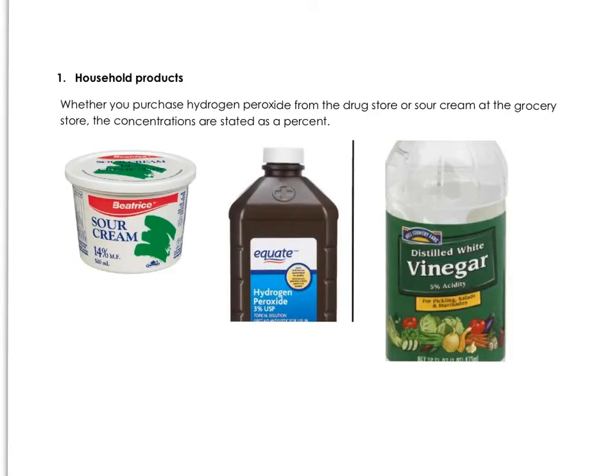So household products. Whether you purchase hydrogen peroxide at the drugstore or sour cream in the grocery store, the concentrations are stated as a percent. Like here, sour cream, 14% milk fats, 3% topical solution, so 3% hydrogen peroxide, the rest is water. And then 5% acidity, so 5% acetic acid, and the rest is water.